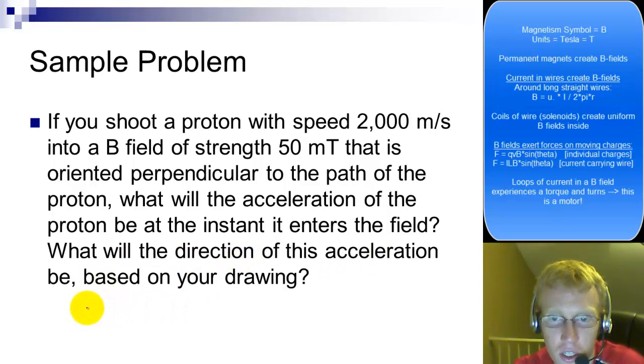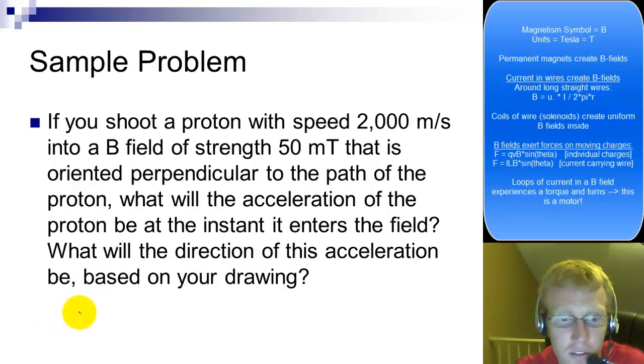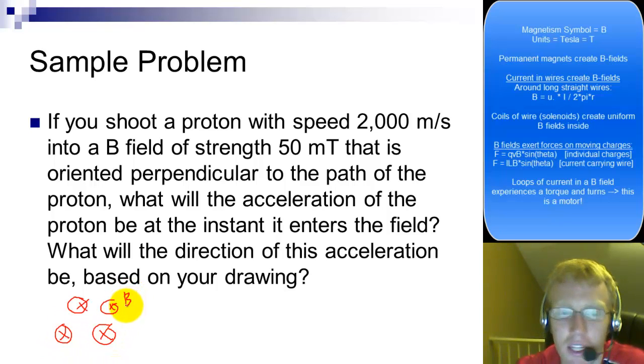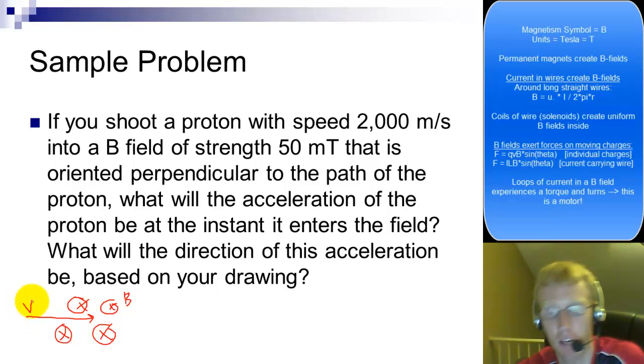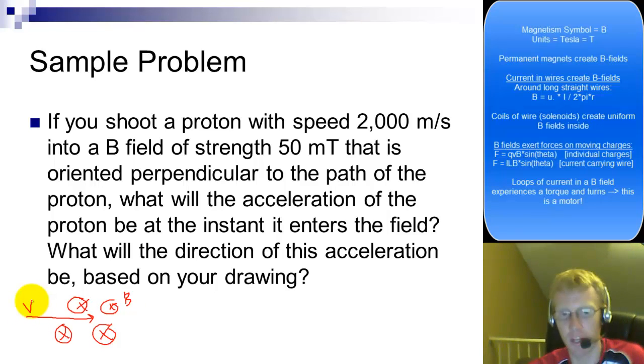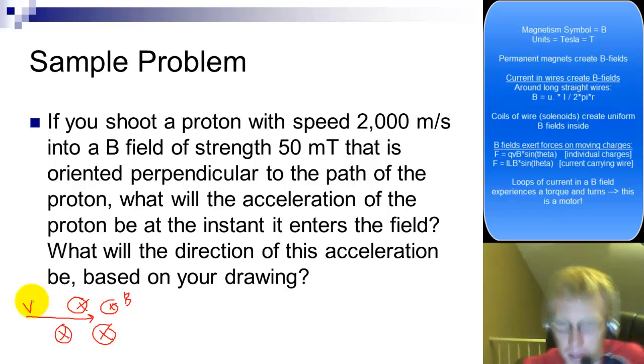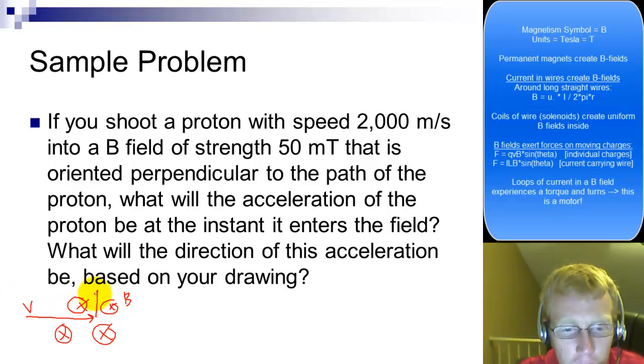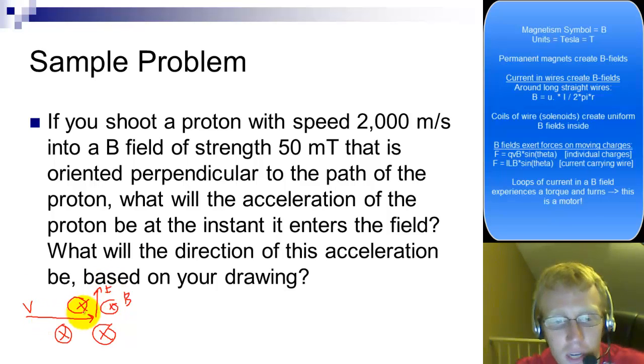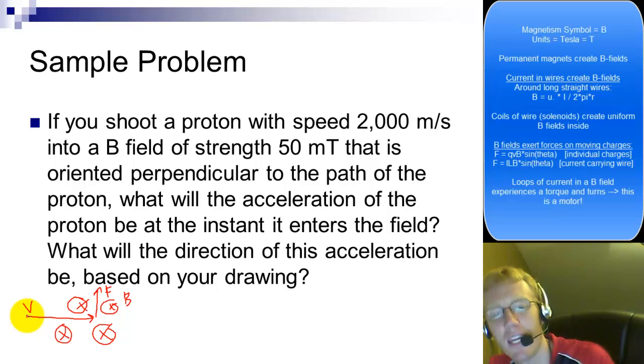So we need to draw a little picture. You shoot a proton into a magnetic field. So let's make the magnetic field into the page. So there's our B field. And then let's make the charge get shot in from the side. And then let's use our right-hand rule. So the velocity for me is going that way, the magnetic field is going into the page, so the force is going to be up. So for me, the force on this particle is going to be up, which is going to take the path of this proton and bend it upward.